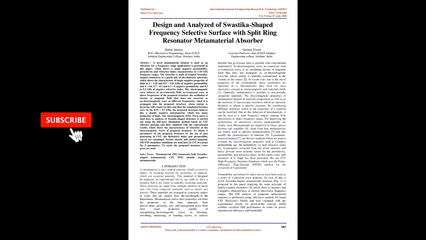Designed and analyzed Swastika-shaped frequency selective surface with split ring resonator metamaterial absorber. Abstract. A novel metamaterial element used as an absorber for a frequency range of applications is presented in this paper, which shows single negative permeability, permittivity, and refractive index characteristics at the 1 to 10 GHz frequency range.